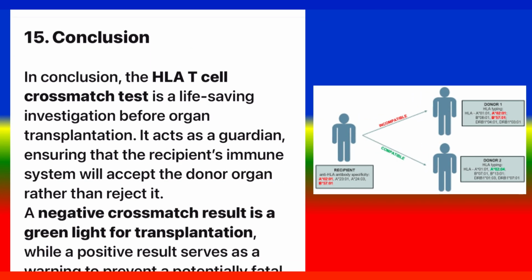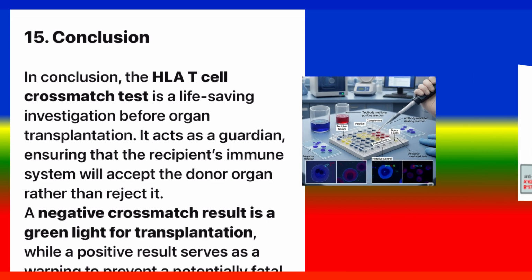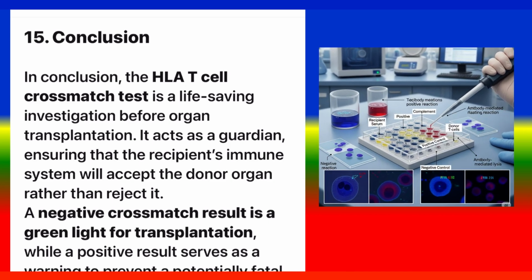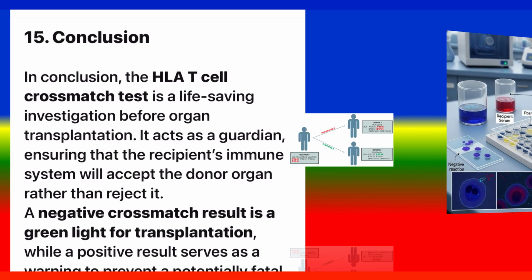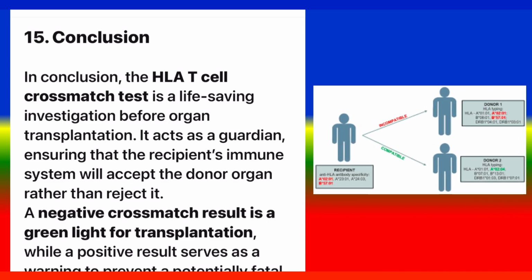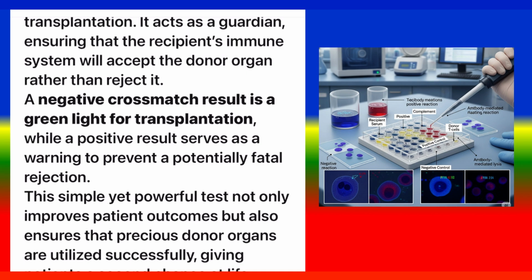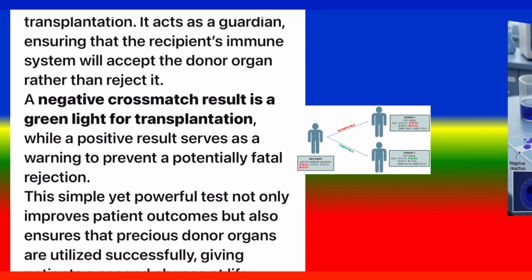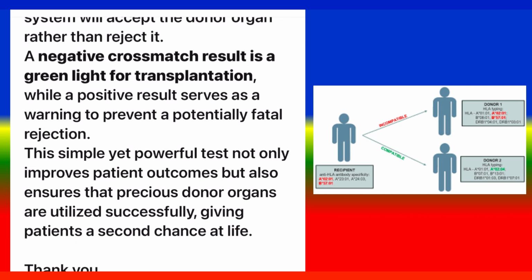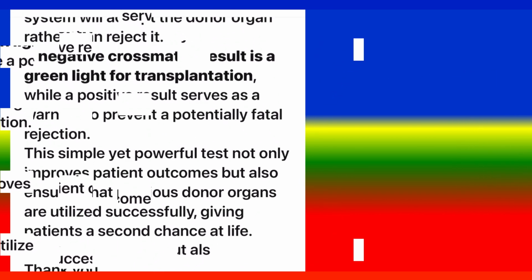15. Conclusion. In conclusion, the HLA T-cell crossmatch test is a life-saving investigation before organ transplantation. It acts as a guardian, ensuring that the recipient's immune system will accept the donor organ rather than reject it. A negative crossmatch result is a green light for transplantation, while a positive result serves as a warning to prevent a potentially fatal rejection. This simple yet powerful test not only improves patient outcomes, but also ensures that precious donor organs are utilized successfully, giving patients a second chance at life.